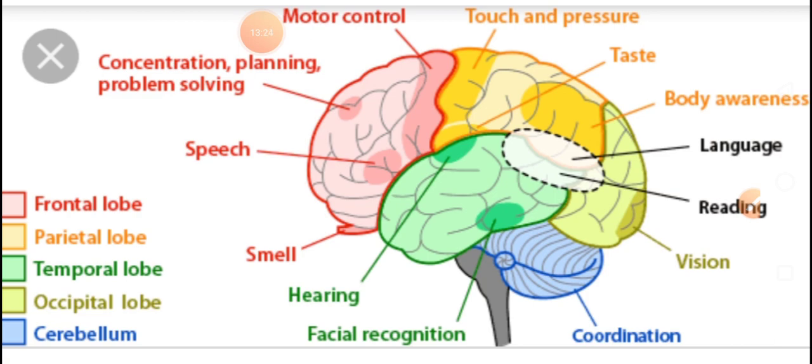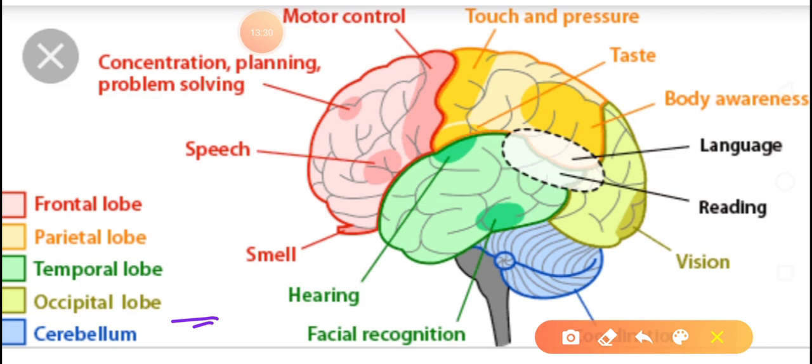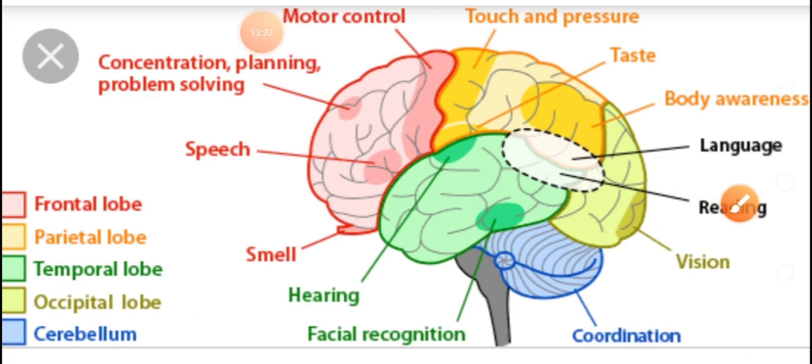Now the last which they are showing over here is your cerebellum, which is the part of your hindbrain. It is helping in coordination and keeping the balance. Understood?